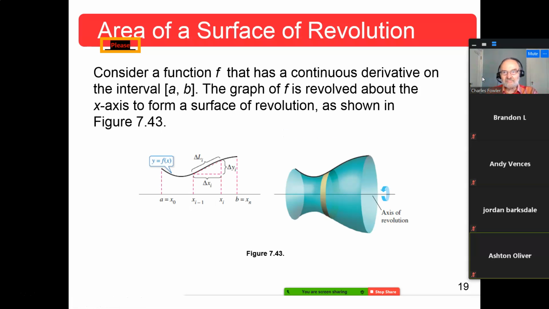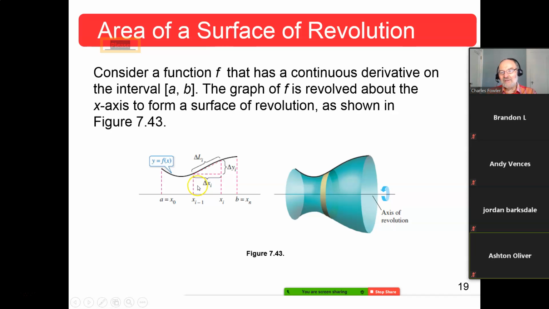Okay. Now, let's consider a function f that has a continuous derivative on the interval a to b. Remember before it just said continuous function, now it has to have a continuous derivative on the interval from a to b. Here's a, here's b. There's your f. Nice smooth curve. The graph of that is revolved around, say, the x-axis or any other horizontal axis to form the surface of revolution as shown here. Looks like a cup or something like that.